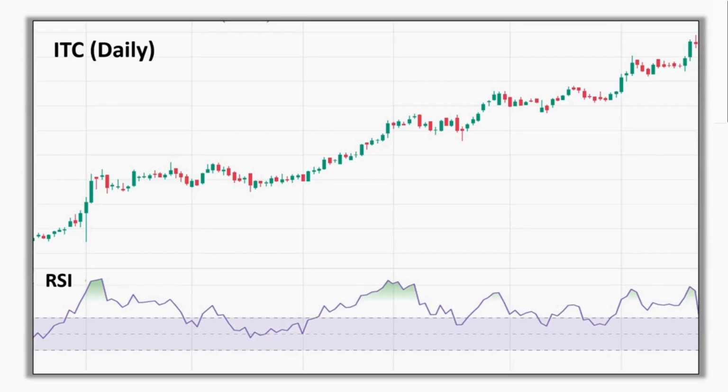So as you can see on the screen, this is the daily chart of the stock named ITC. At the bottom, we are using the RSI 60-40. This is the past data of the stock that I am using, and these are the trades which I did using price action and RSI.